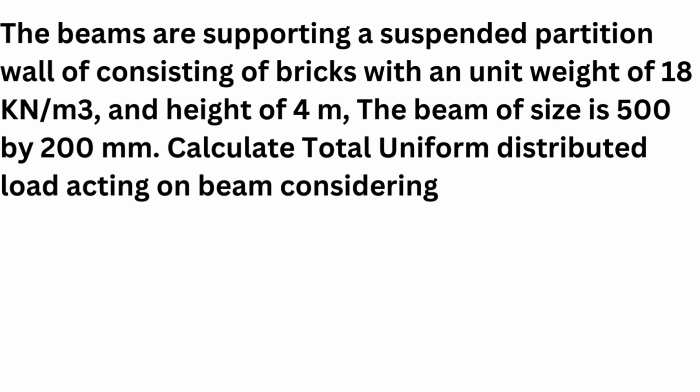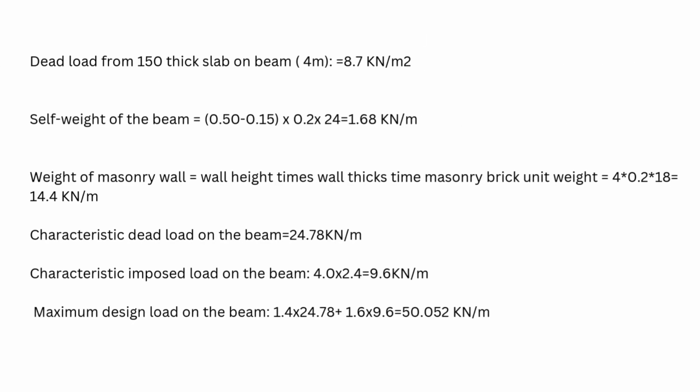The beams are supporting a suspended partition wall consisting of bricks with a unit weight of 18 kN per cubic meter, and height of 4m, the beam size is 500 by 200 mm. Calculate total uniform distributed load acting on beam considering dead load from 150 thick slab on beam, 4m, equals 8.7 kN per meter. Self-weight of the beam equals depth of beam, 0.5, minus depth of slab, 0.15, times thickness of beam times 24 equals 1.68 kN/m.